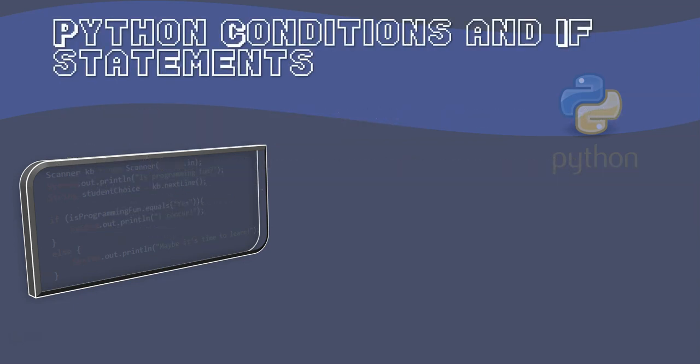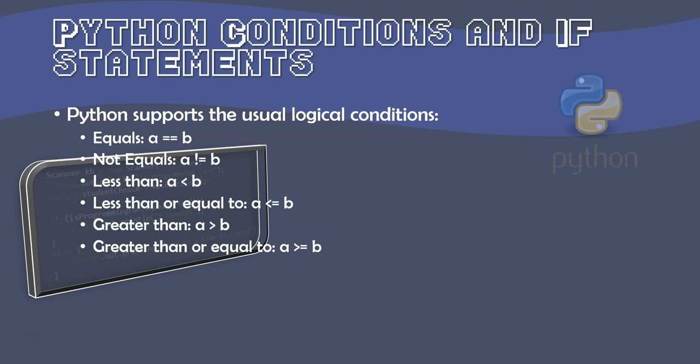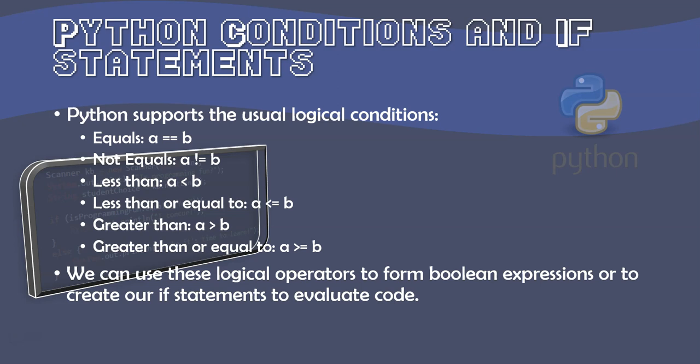Now let's take that knowledge about Booleans and apply it to how Python handles conditions and if statements. Python has the usual logical conditions that we might expect from a programming language. For example, we have equals, which is just equals equals. We have not equals, less than, less than or equal to, greater than, and greater than or equal to. Now these logical operators can form Boolean expressions, or we can use them to create our if statements in order to evaluate code.